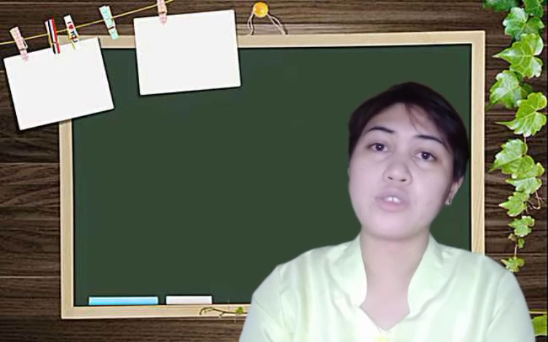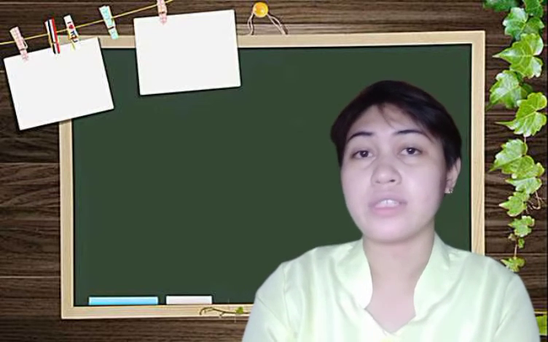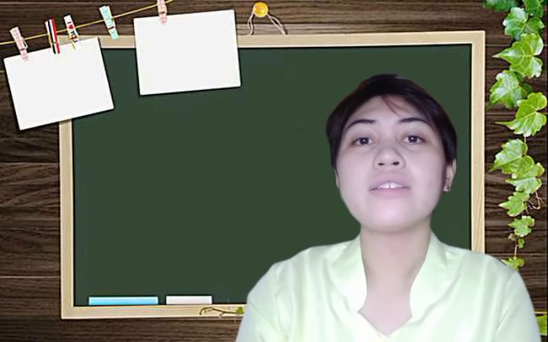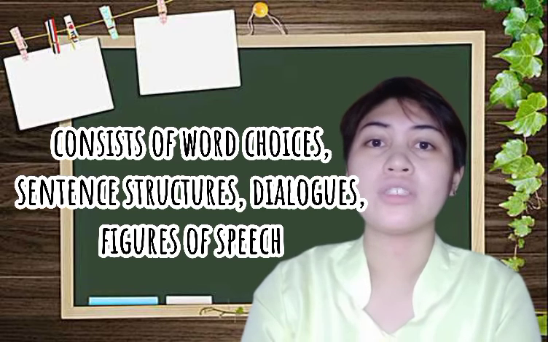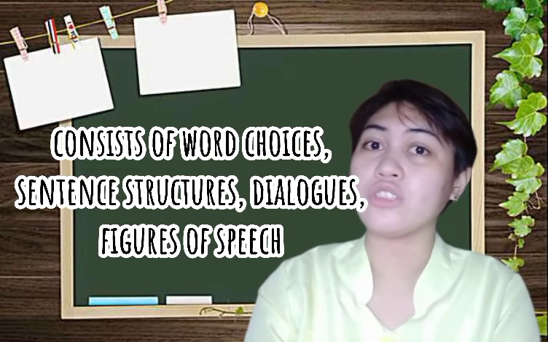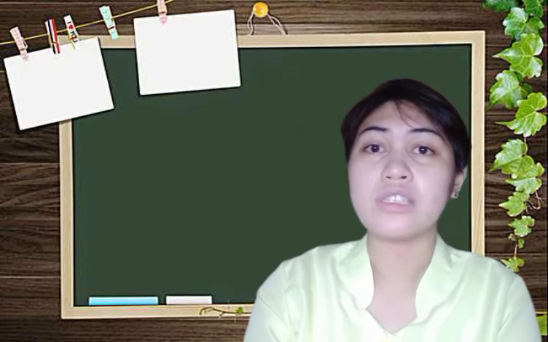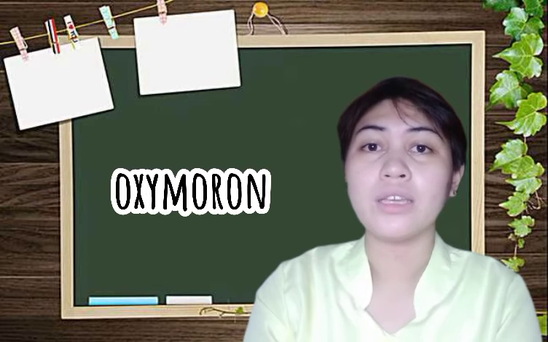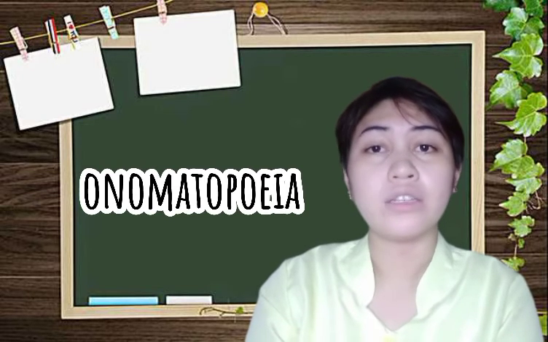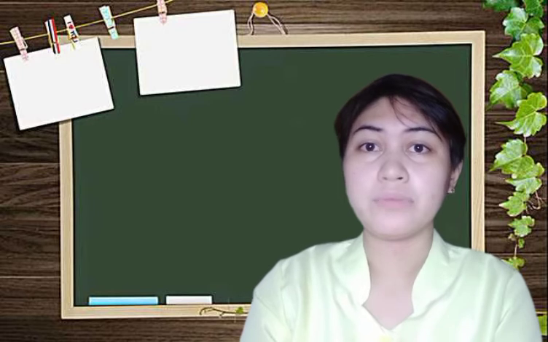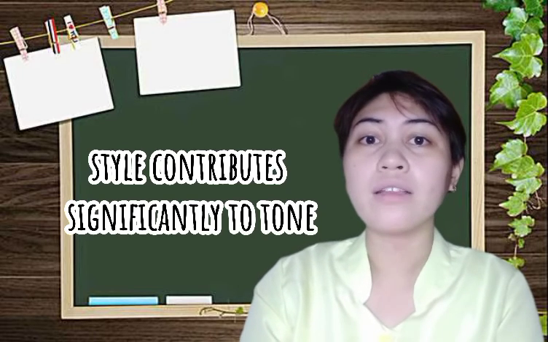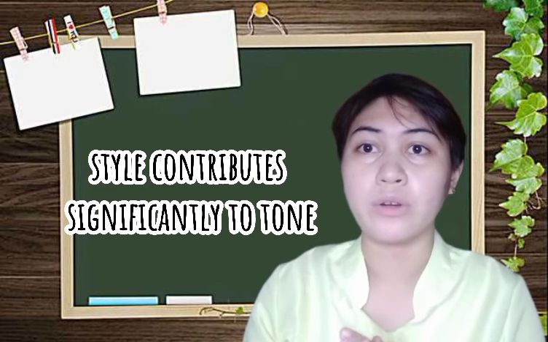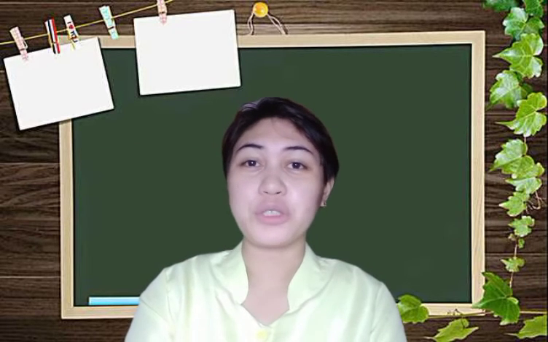The last element of the story that we would discuss today is the style. This is how things are written or presented in the story. Style consists of word choices, sentence structures, dialogue, and figures of speech. Some figures of speech include simile, metaphor, personification, alliteration, oxymoron, and onomatopoeia that are commonly used in stories or proses. Style contributes significantly to tone, or they are interconnected or related. Did you understand the discussion very well?